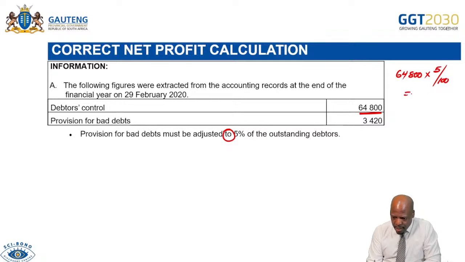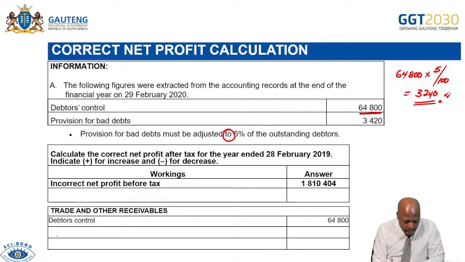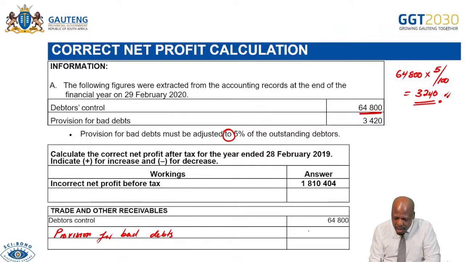All right. I need calculators. How much do you get? All right, thank you. You get 3,240. Now, you will understand that this amount is the one that we record straight in our note. So we're going to come here to our trade and other receivables. Then we're going to say provision for bad debts. How much is that amount? That is your 3,240. So we take it as it is because that is the amount that it has been adjusted to.